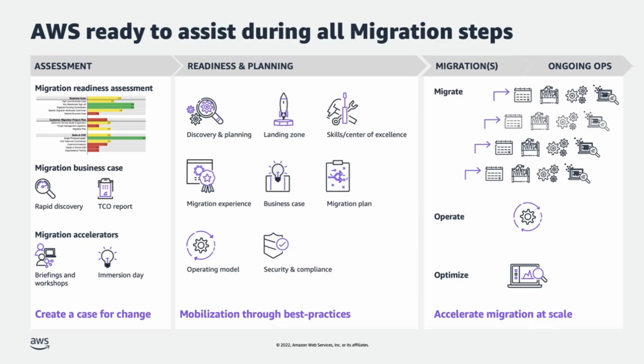Next, the migration plan is mapped in the readiness and planning phase, and it's executed in line with best practices, which are supported by AWS resources and maybe even a partner, if one is used to accelerate this migration project for the customer.